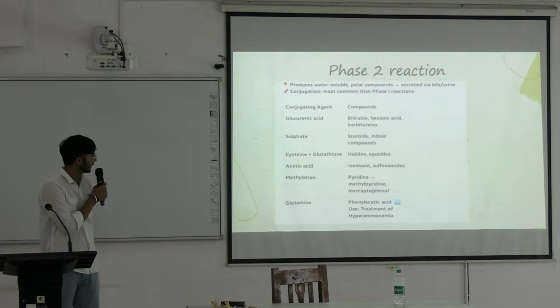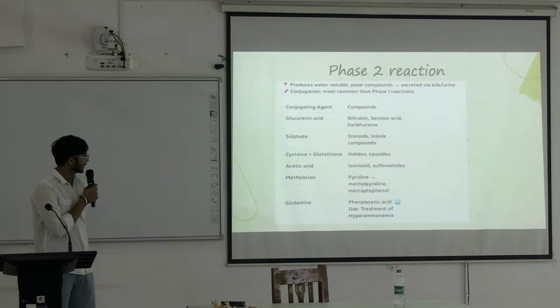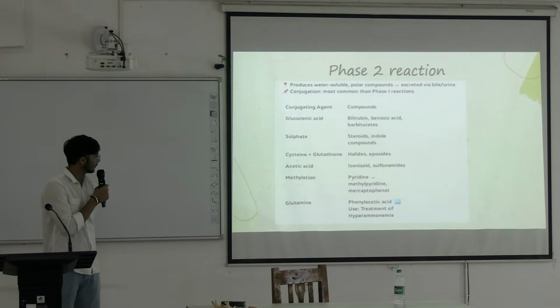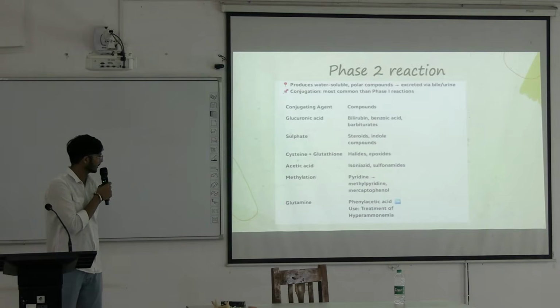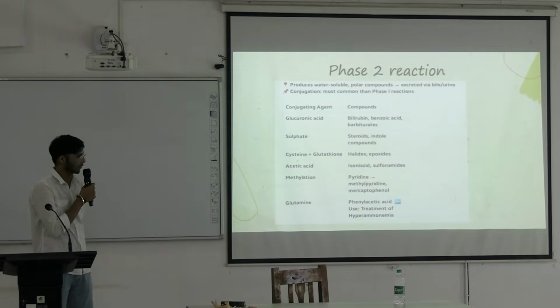Fourth one is acetic acid, which conjugates compounds like isoniazid and sulfonamides with the help of acetyl coenzyme A. Then methylation, which converts pyrimidine into methylpyrimidine and metacarfophenol with the help of PAPS, adenosine phosphosulfate. Last one is glycine, which converts phenylacetic acid, which helps in the treatment of hyperammonemia.